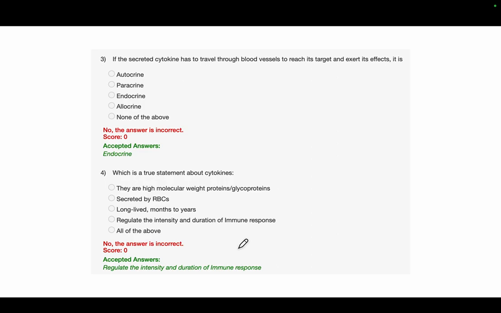If the secreted cytokine has to travel through blood vessels to reach its target and exert its effect, it is called autocrine, no, paracrine, no, endocrine, yes. So the answer will be endocrine.